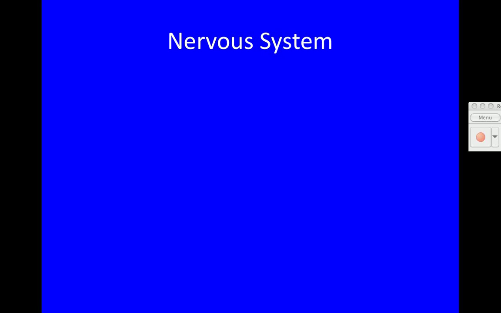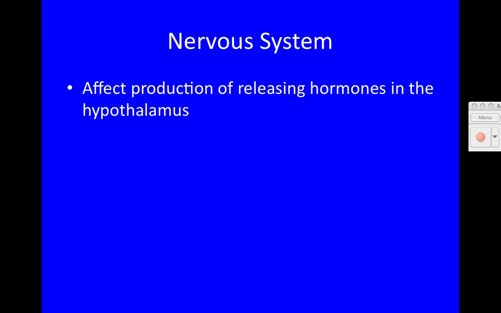The next one is the nervous system, and the lymphatic system affects the production of certain releasing hormones in the hypothalamus. Depending on the state of the organism, in other words, us, the hypothalamus will either secrete or not secrete certain hormones that will continue the production of other hormones in the endocrine system.